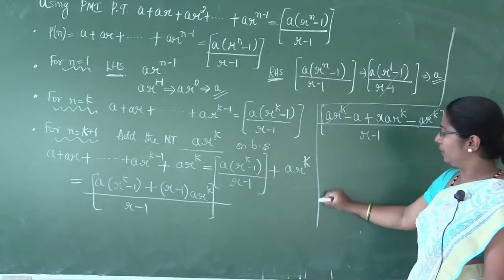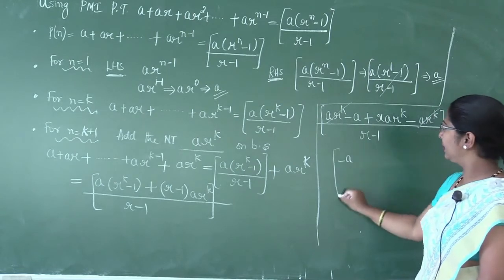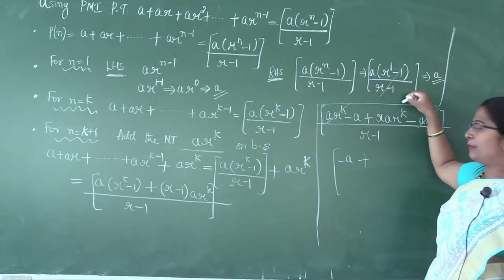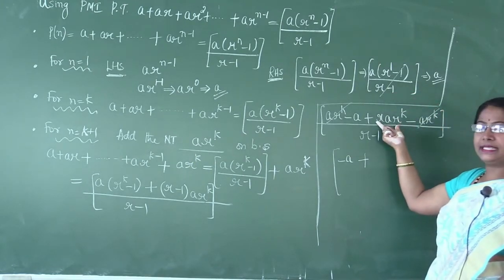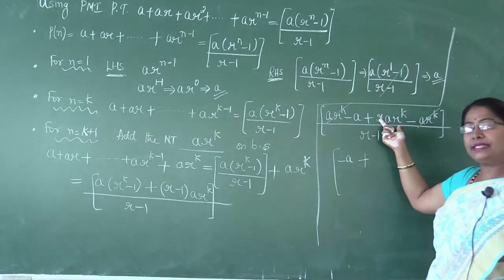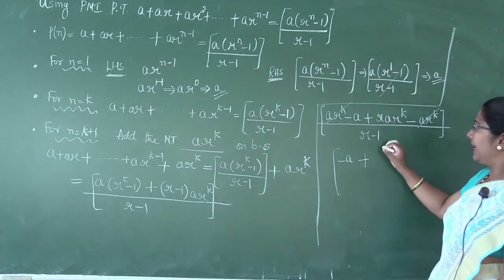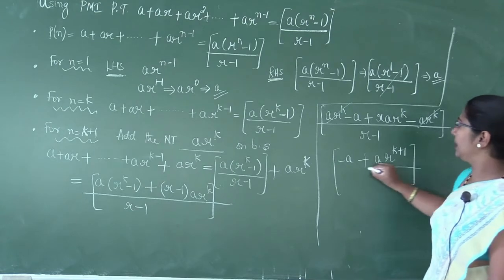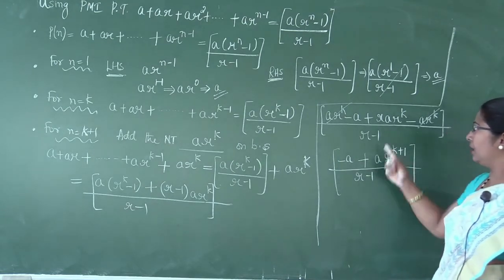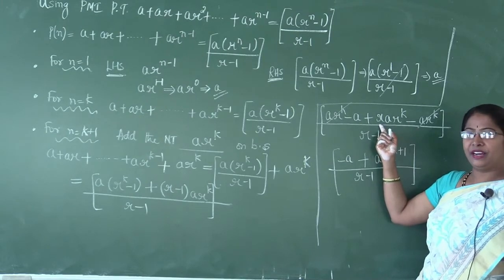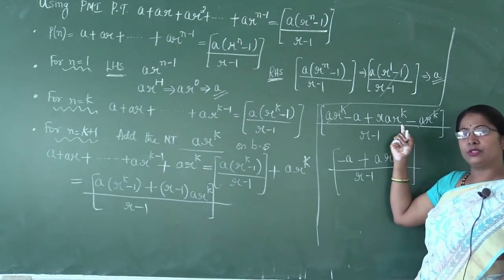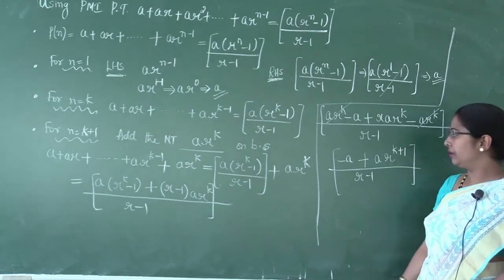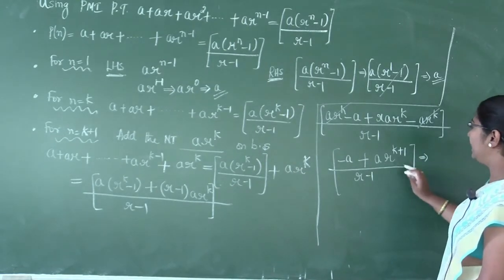So what remains in the numerator now? Minus A as it is plus, what is the power of r here? 1. What is the power of r here? k. Can I say bases are same? Yes. If bases are same, powers can be added. So what do I write? I can write this as A into r power k plus 1, whole thing divided by r minus 1. Once again I'll explain. The power of r here is 1, the power of r here is k. So when bases are same, powers can be added and I can rewrite this as r to the power k plus 1.